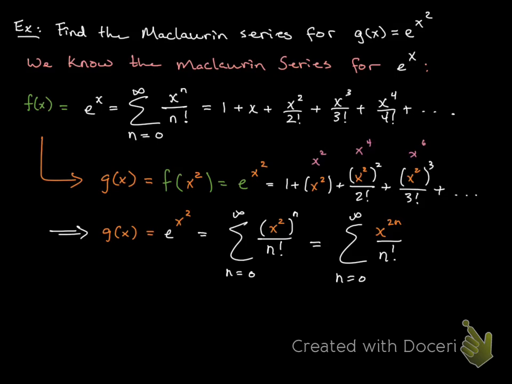So when n is 0, I've got x to the 0, which is 1. I see that here. When n is 1, I've got x to the 2 times 1, x squared, that's there. When n is 2, I've got x to the 4th. When n is 3, I've got x to the 6th, so on and so forth. There's my series for e to the x squared. And all I had to know was the series for e to the x, and I could use that to my advantage.